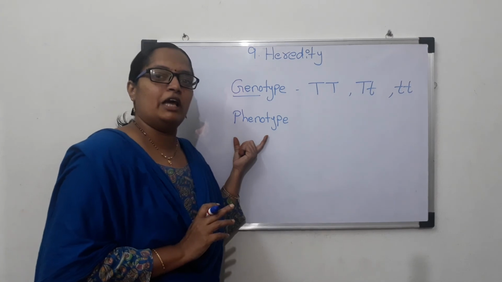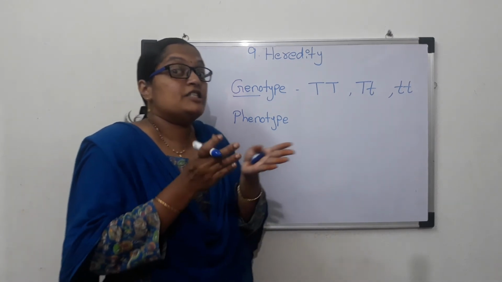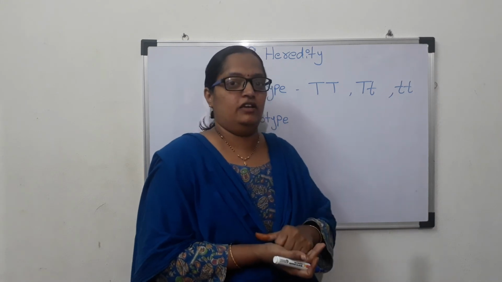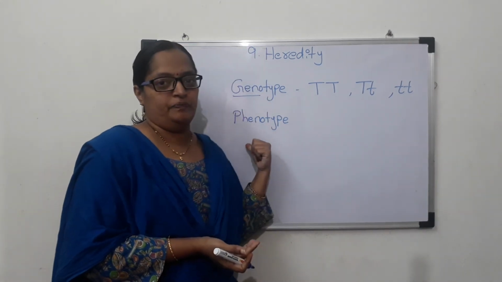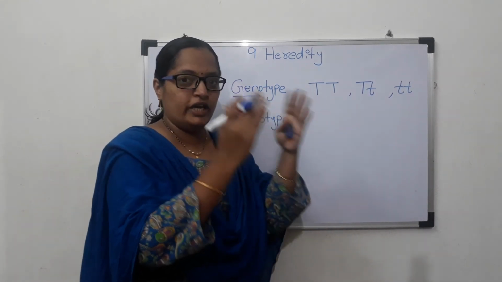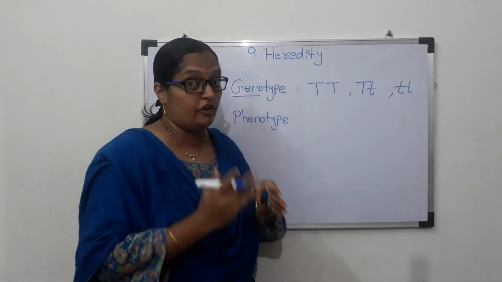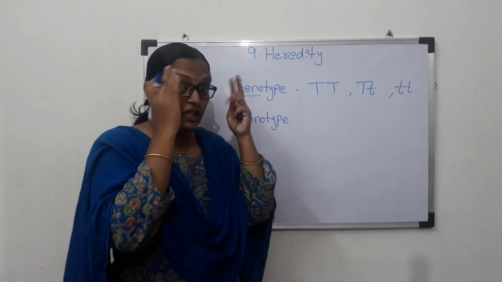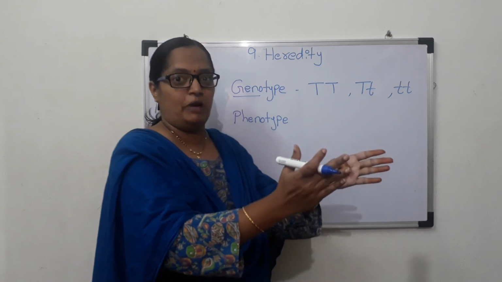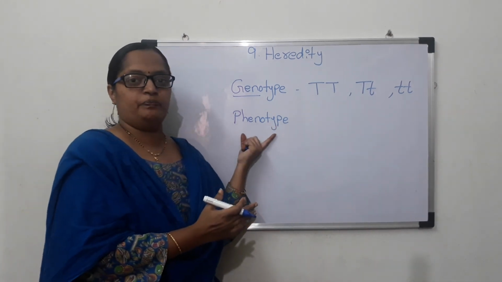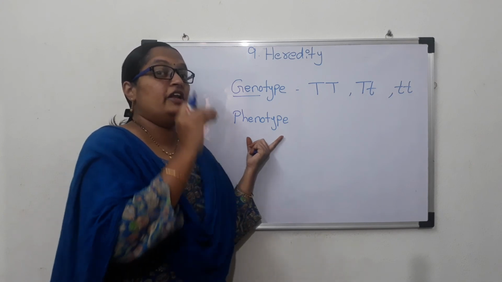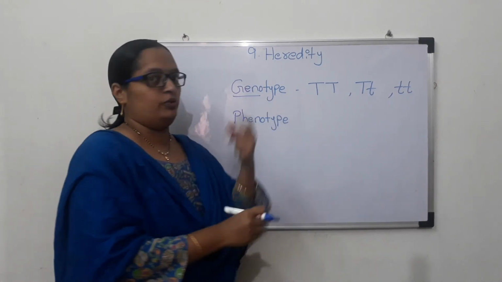Then next one, phenotype. What is phenotype? The physical expression, what we are seeing, that we call phenotype. When you are looking at the plant, you can see that it is a tall plant or a dwarf plant. The physical expression, what you are observing in the plant, that we call phenotype.